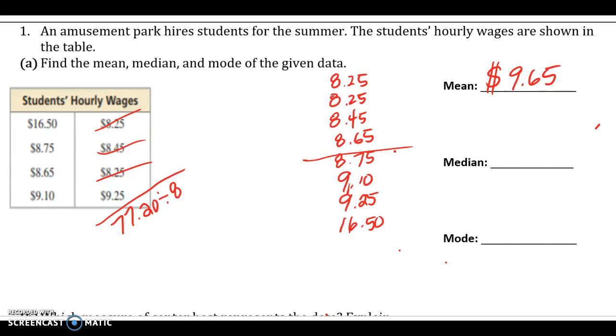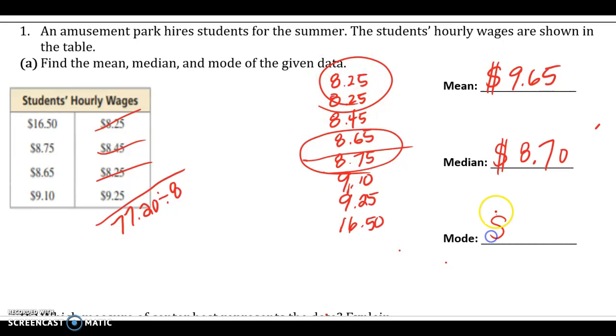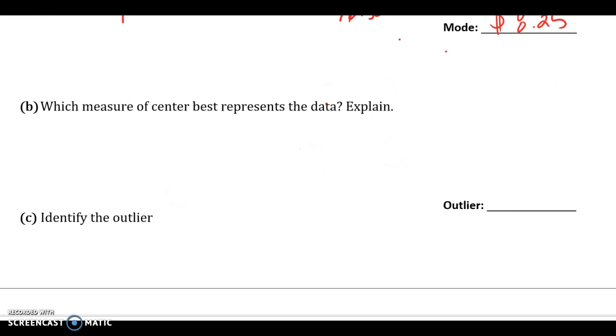Remember I said if you have two middle numbers, then you want the average, or exactly halfway between them. So technically you would add and divide by 2. We're just using good number sense. I know that that is $8.70. So that's our median. And then our mode is our most occurring number in the set of data. We just have one mode this time. It is $8.25. Okay, let's go ahead and move on to the next question.